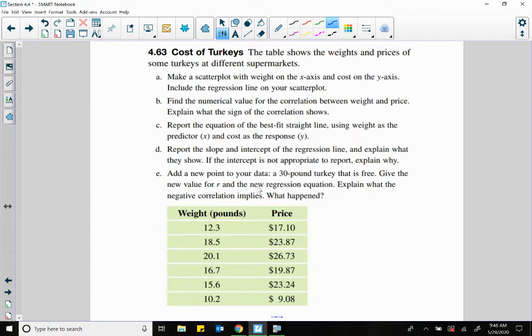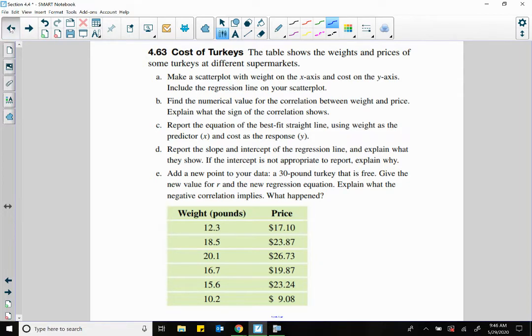And then right here, it's going to give us a new data point. This data point is going to throw things off for us. It's going to be an outlier, because a 30-pound turkey that is free? That's a big bird, and free? Come on now, you don't get a 30-pound turkey for free. So this is going to be that outlier information that I discussed earlier with you.